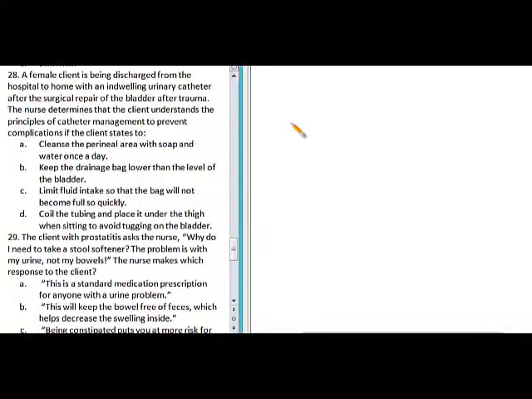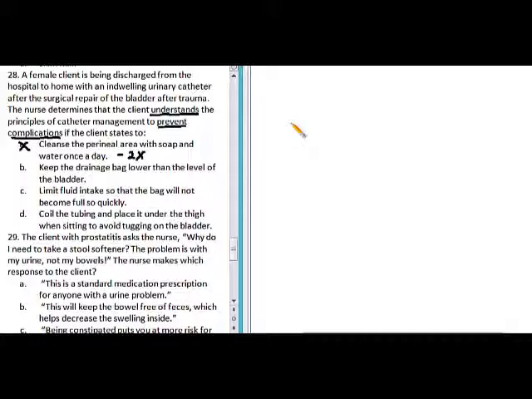Next, number 28. A female client is being discharged from the hospital to home with an indwelling urinary catheter after the surgical repair of the bladder after trauma. Nurse determined that the client understands the principle of catheter management to prevent complication if the client states, so we're looking for a sign of understanding about how to prevent complication. Is it A, cleanse the perineal area with soap once a day? No. Eliminate A. It should be twice a day.